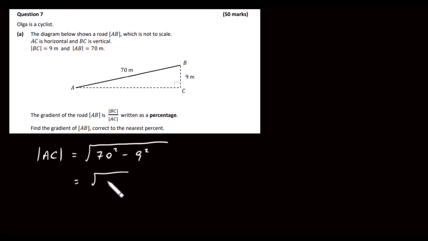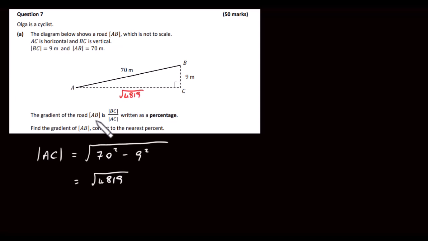We don't have AC, so we've got to do Pythagoras' theorem. So it's going to be, let's see, AC. The distance from A to C is going to be the square root of 70 squared minus 9 squared. This is just Pythagoras' theorem. I skipped a few steps, but that's it there. And you get the square root of 4819 when you do this bit here. So AC is the square root of 4819.